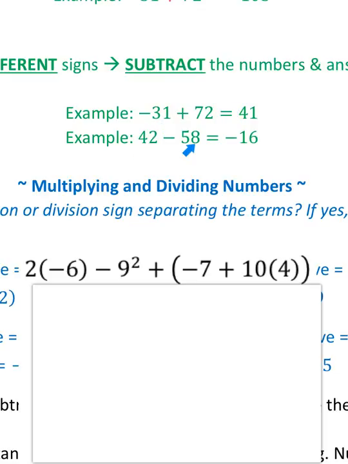Here's another example. 42 minus 58. I see that subtraction sign, so I'm going to follow my green rules. Ask myself, do I have the same sign and I'm going to add, or do I have different signs and I'm going to subtract? I have a positive 42 and a negative 58. So therefore I have different signs. So I'm going to subtract my numbers. 58 minus 42 is 16. When I go to figure out is it negative or positive, look to see which one's larger. 58 is larger than 42, and it's the one with the negative sign, so my answer is going to be negative.